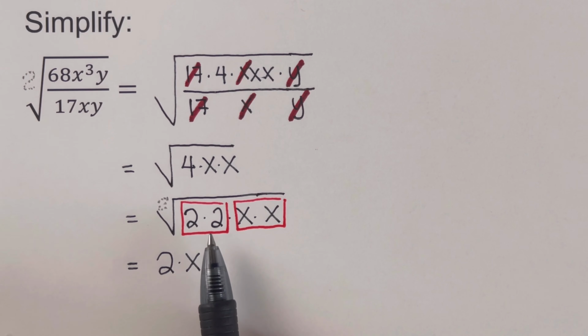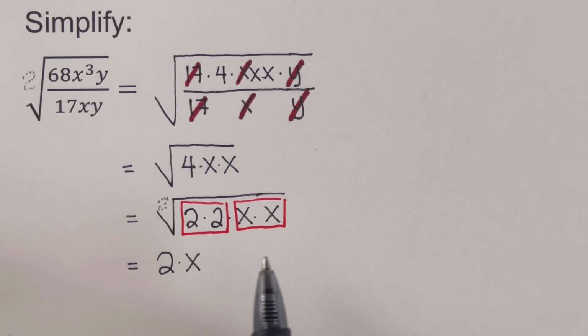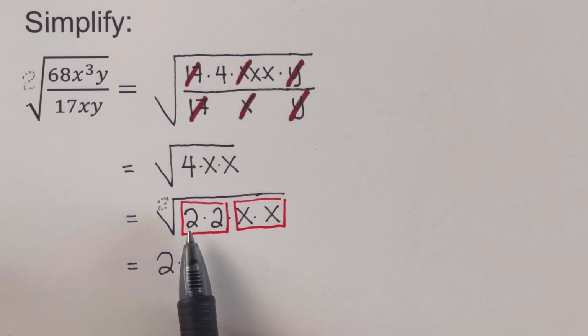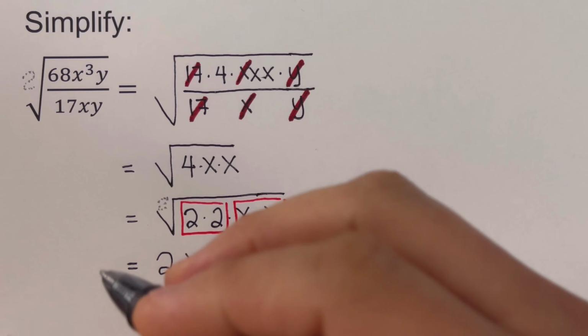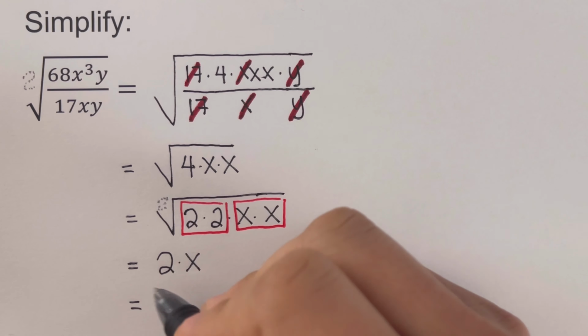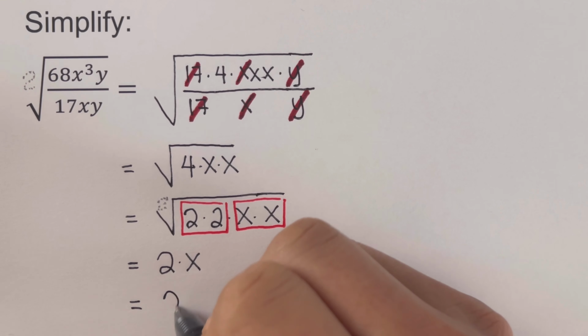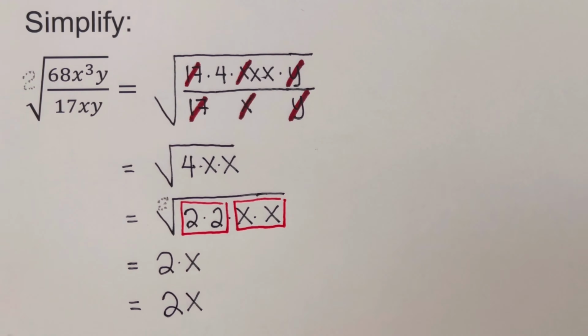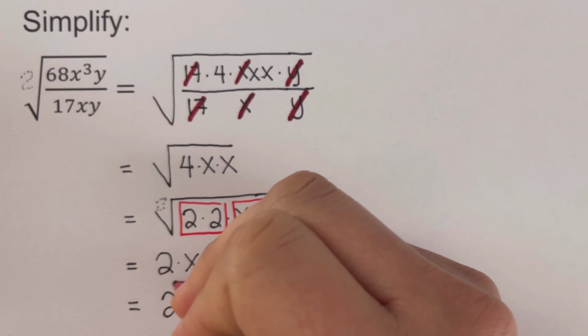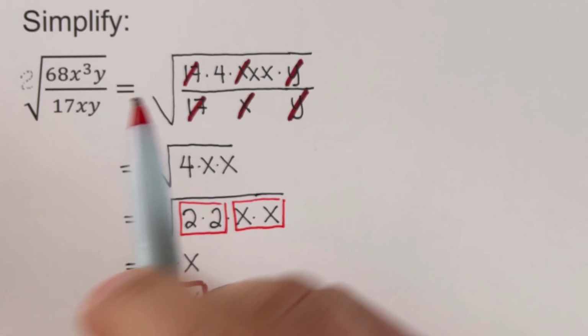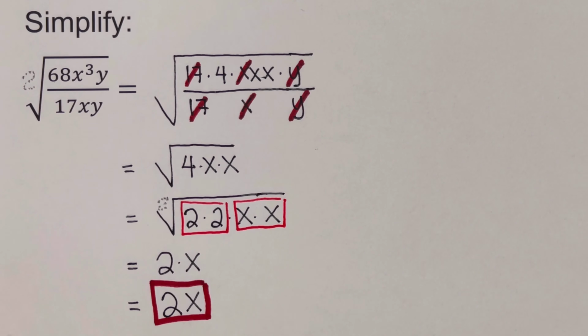Now inside the radical, nothing is left here. It's actually an invisible 1, but we don't have to write that because the square root of 1 is just 1. So again, nothing is left inside the radical because we paired them up. We therefore could say that the simplified version is 2x. So this is again our simplified form of the expression that we have up there.